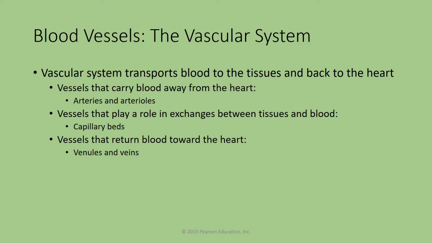On the other side of the capillary beds, you're going to have the blood vessels that are returning the blood back towards the heart. Initially, these will be the venules and then the veins. The veins will have a larger diameter than the venules. So as the blood leaves the heart, it's going to go through the arteries, to the arterioles, to the capillaries, through the venules, veins, and back to the heart.